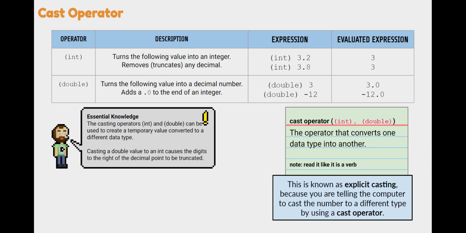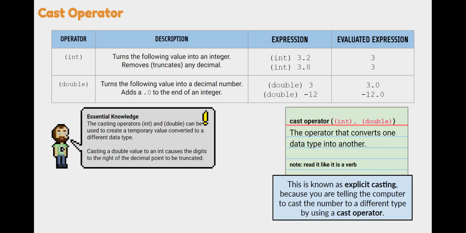Our next operator is the double operator. It's going to turn any following value into a decimal number, meaning that it's going to add a .0 to the end of that integer. So if we double up a 3, use that double cast operator with the parentheses and then the integer literal 3, that's going to turn that into 3.0, which we said before is a different value in Java. It is a value of the data type of double. Our next example, if we double up negative 12, we get negative 12.0.